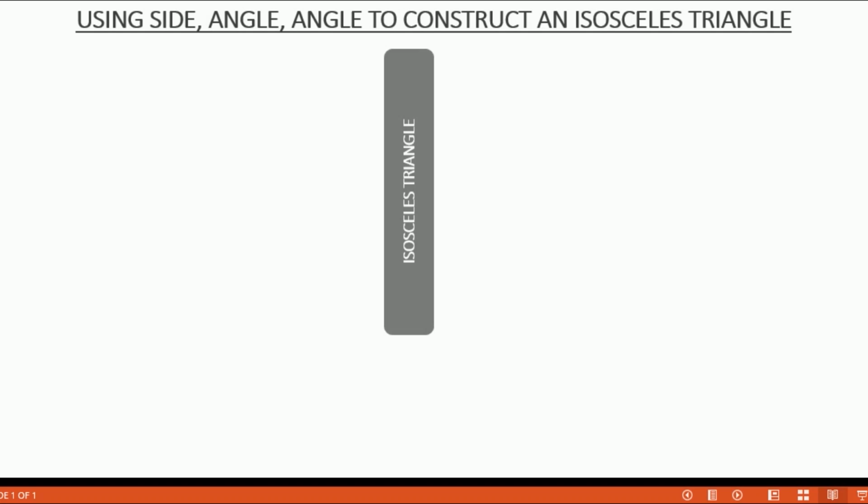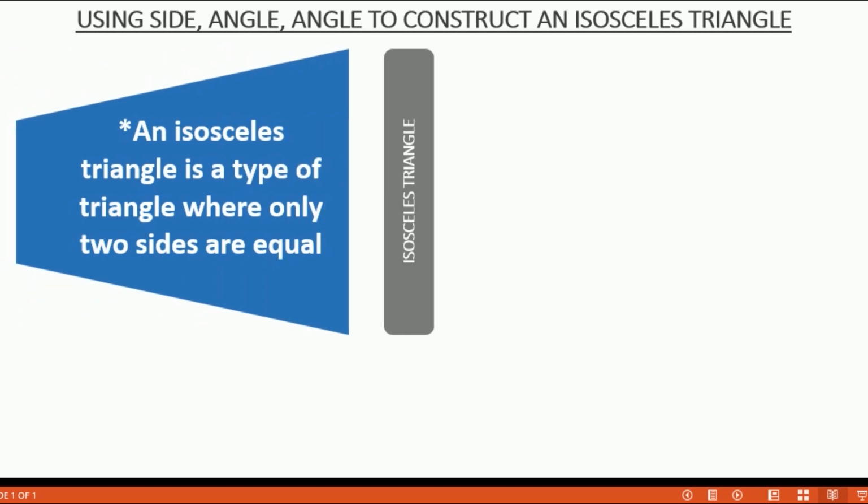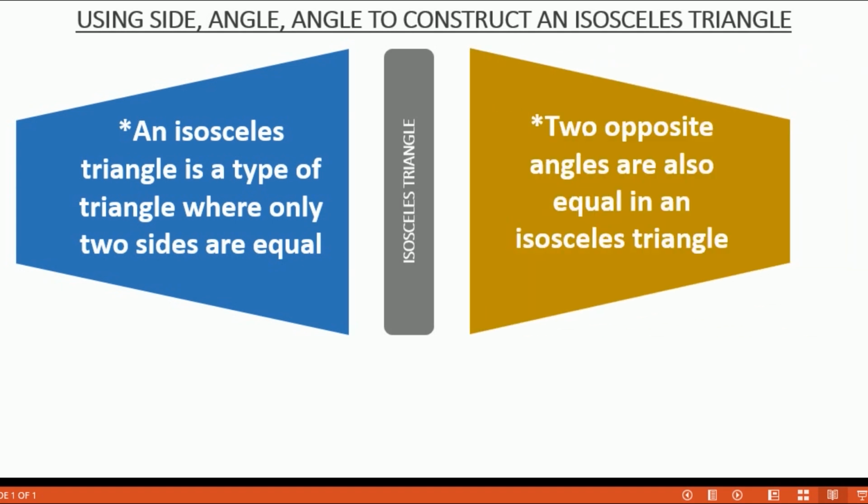Let us now look at the isosceles triangle. So we are going to use side angle to construct an isosceles triangle. An isosceles triangle is a type of triangle where only two sides are equal. Two opposite angles are also equal in an isosceles triangle. So we have an example of an isosceles triangle. As you can see, two opposite angles are equal and we have two sides that are equal.